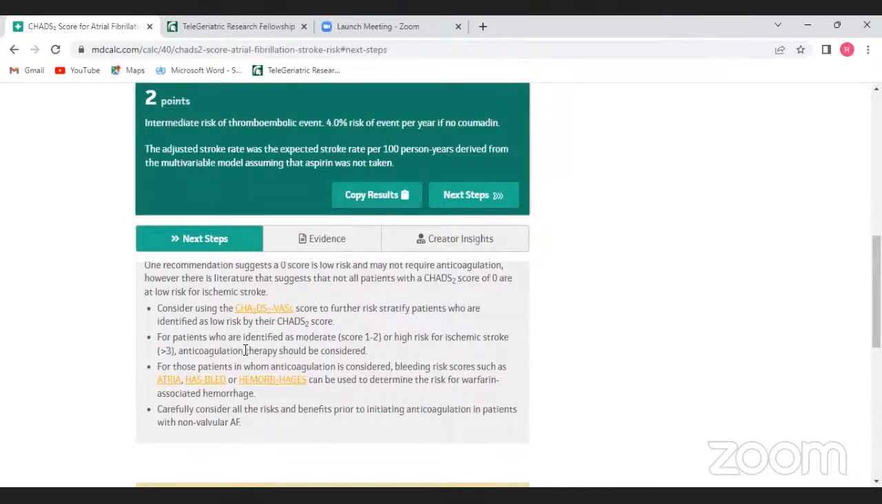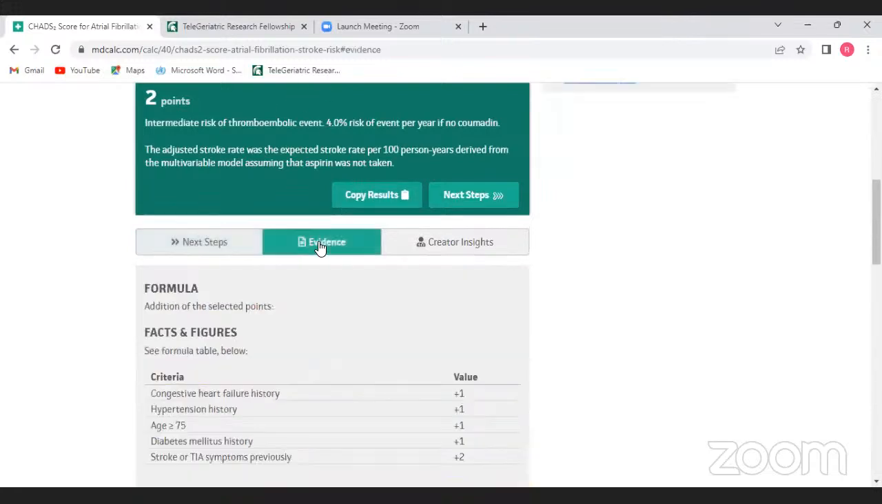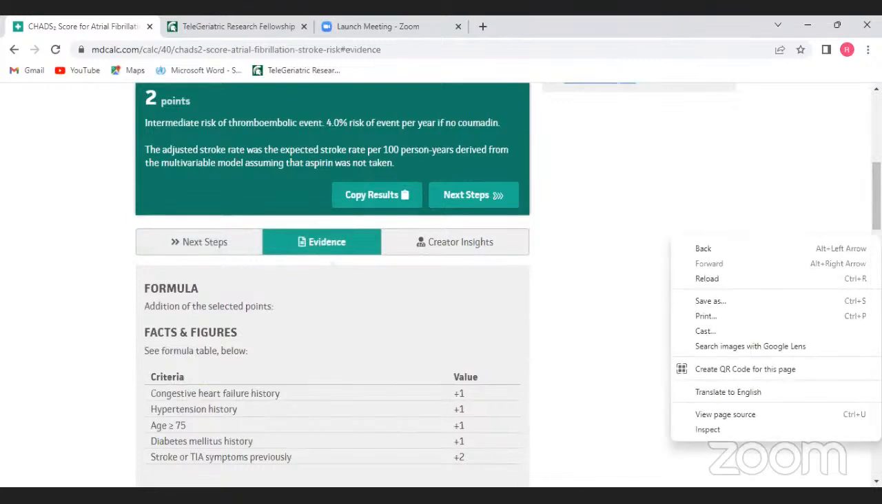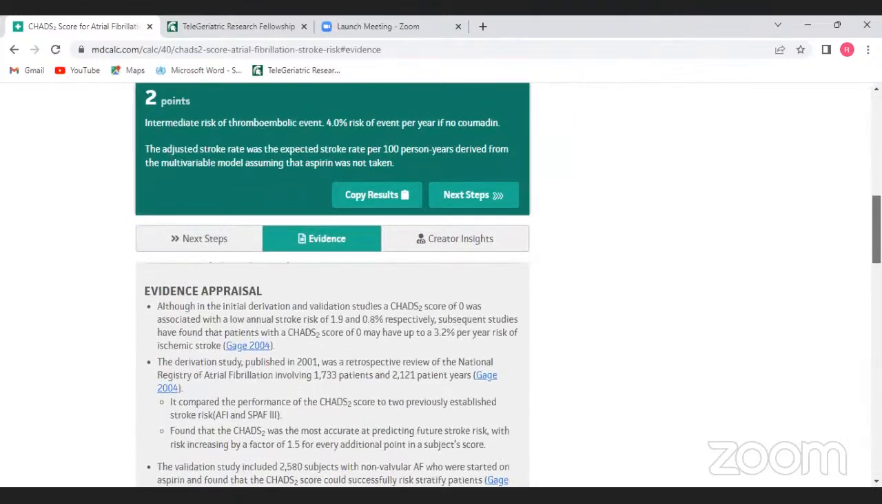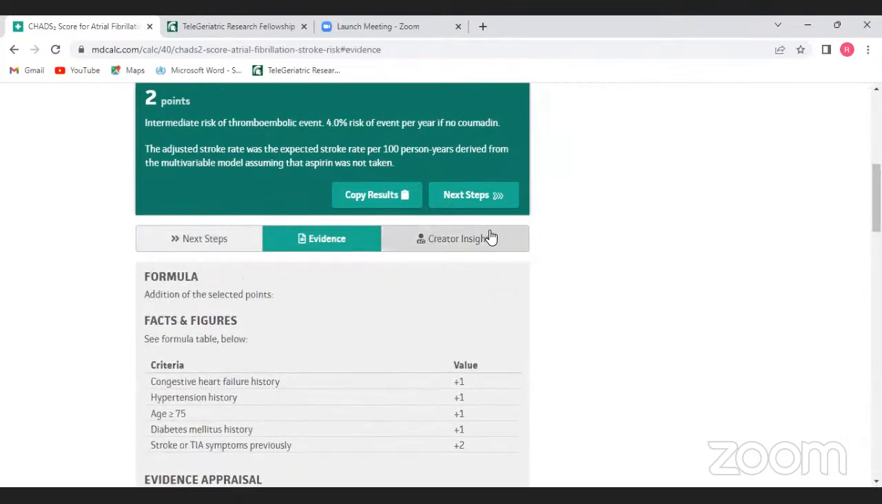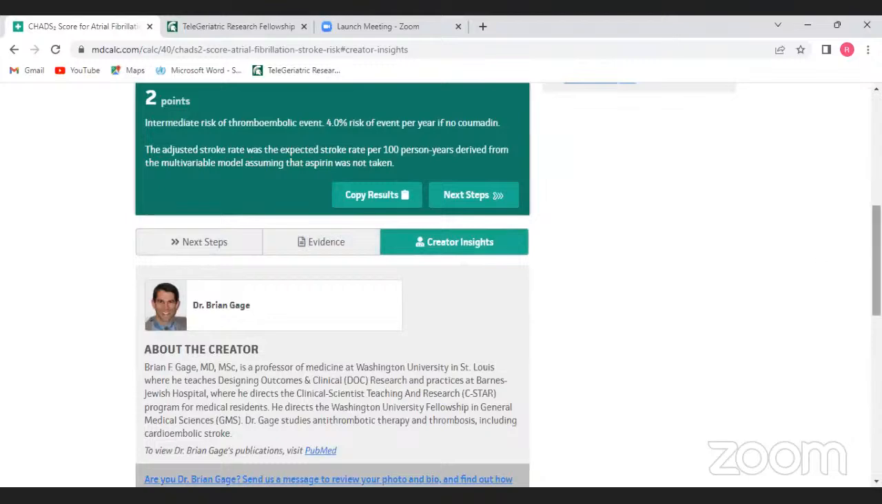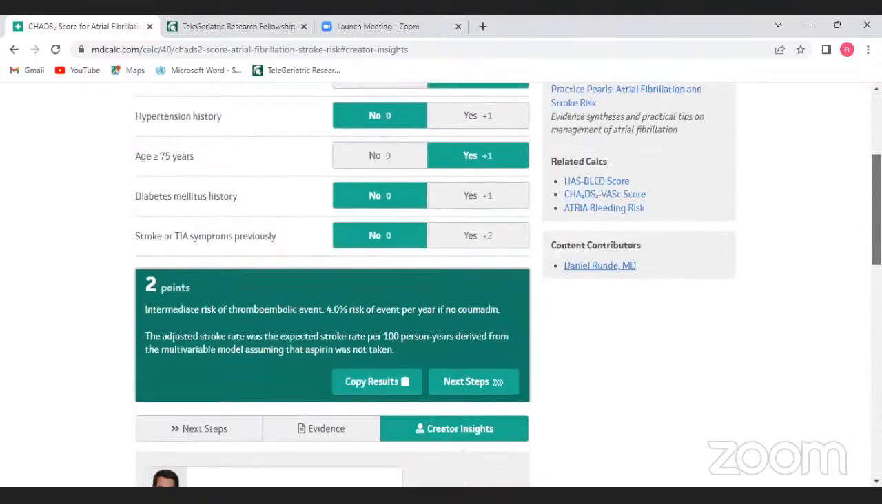So for patients who are considered moderate, like a score of 1 or 2 as our patient, or high risk of ischemic stroke, more than 3, anticoagulation therapy should be considered. So that is the recommendation from this score. Here we can find the evidence, also the studies that support the use of this score and the recommendation for that. Here is some information about the creator of this score.